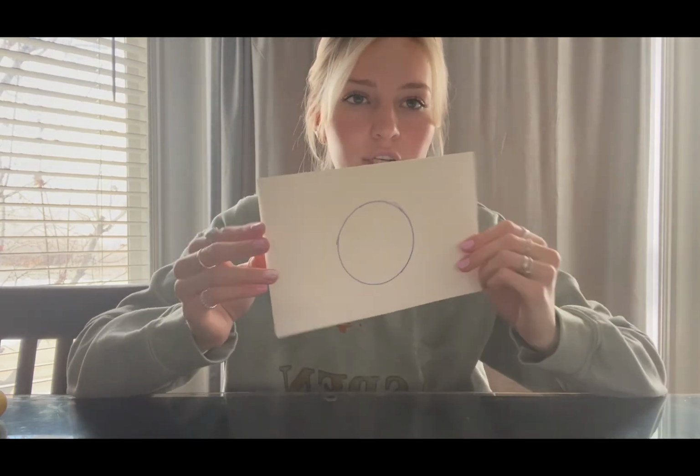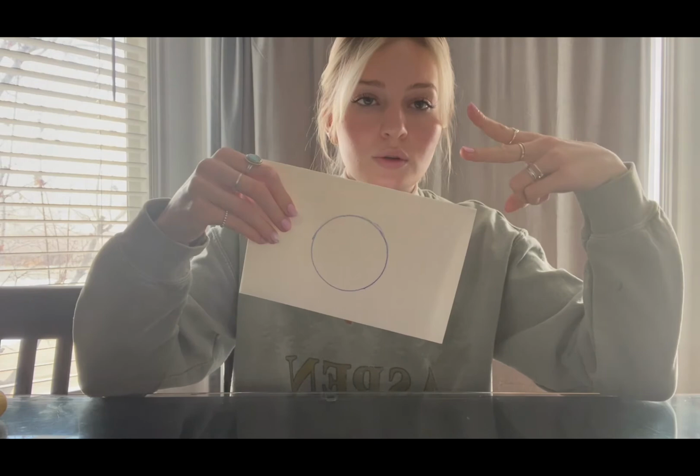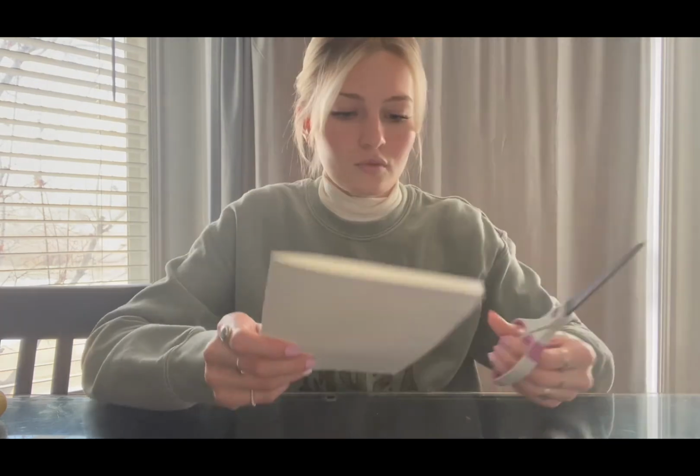of your thaumatrope. So once you've drawn your circle, the next thing you're going to do is cut that circle out. And we want to make sure that we're cutting both sides of the paper, so then you'll have two circles that are the exact same size.